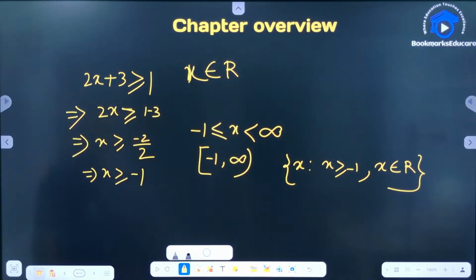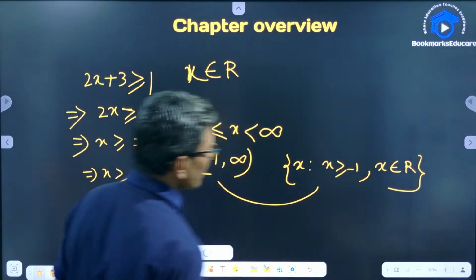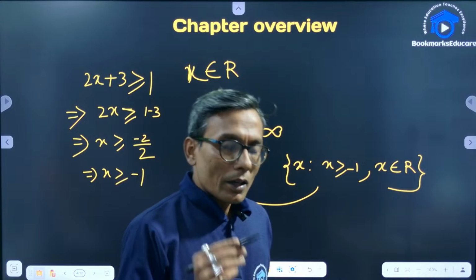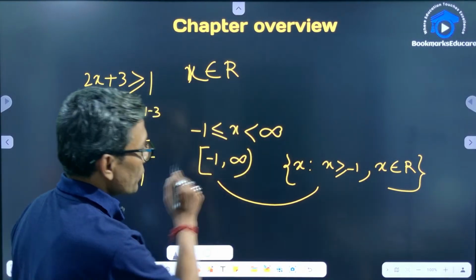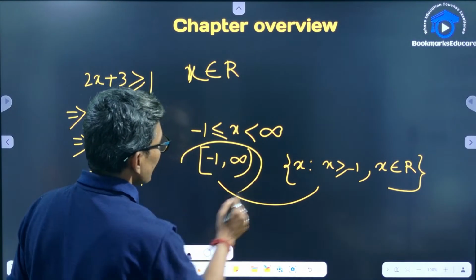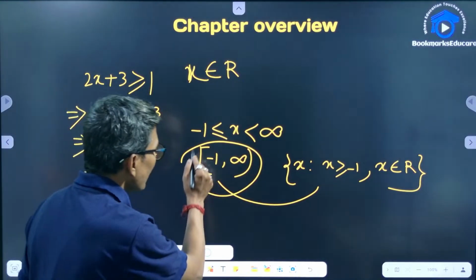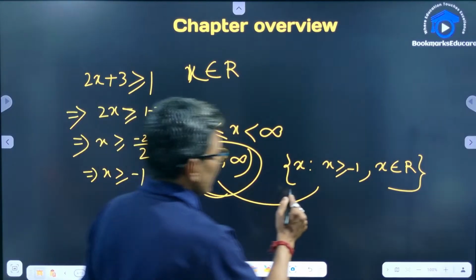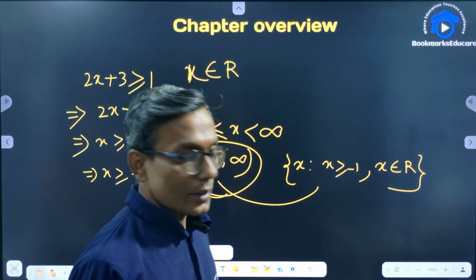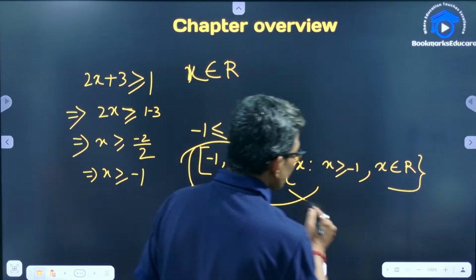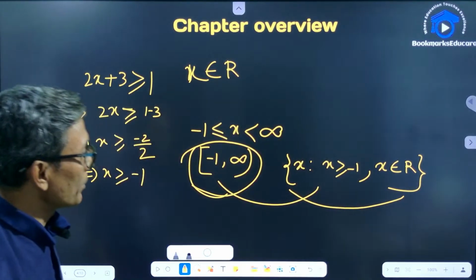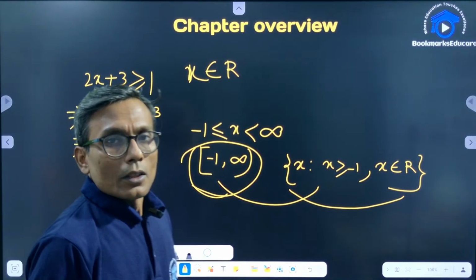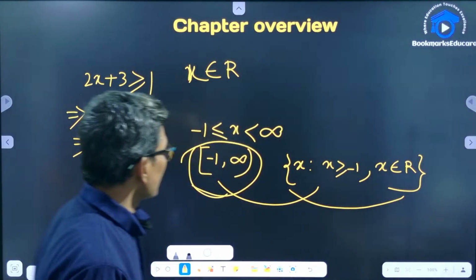Okay, so there are two ways the solution set can be written. One form is with the help of an interval. And the other is the set builder form. It can be written as set builder form and can be written in the interval form.